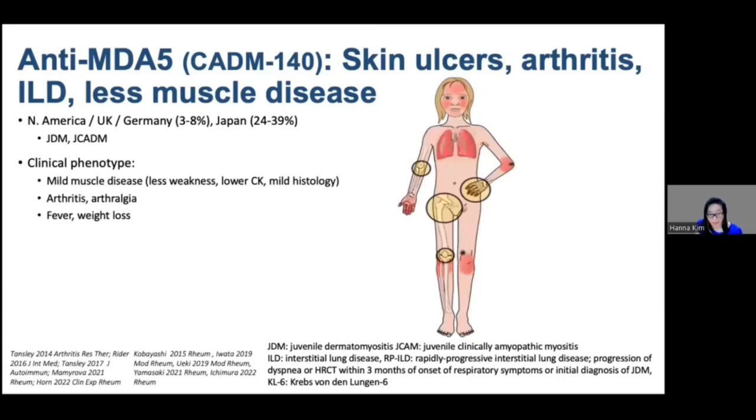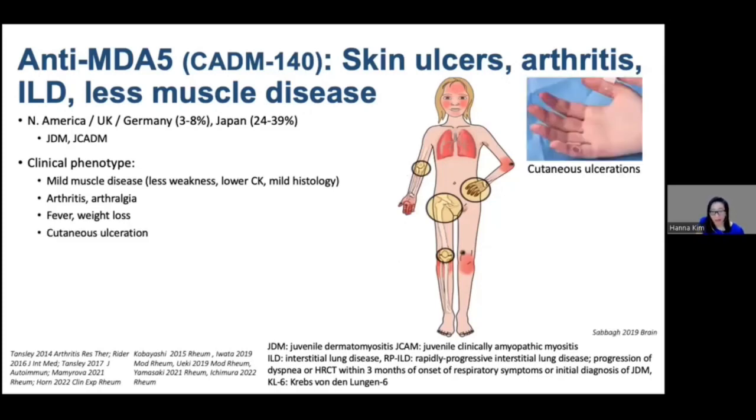So what do we see with anti-MDA5? As we heard some about, it's associated with less muscle disease. It has arthritis and arthralgia that's highlighted by these joints or bones being circled. So joint inflammation and joint pain. It has systemic features like fever and weight loss, and also cutaneous ulcerations.